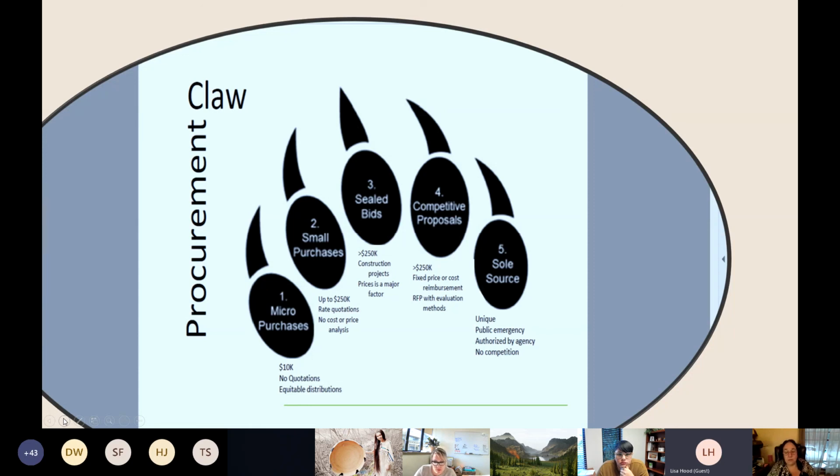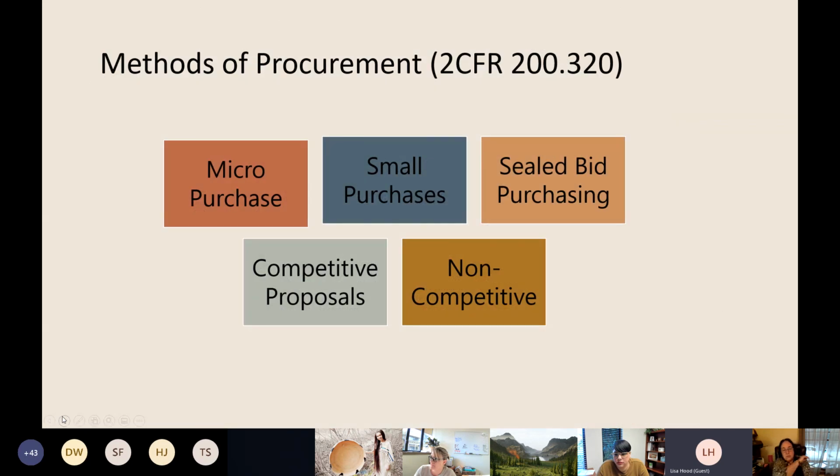Competitive proposals, fixed price or cost reimbursement. You're going to do a request for proposal with evaluation methods. And sole sourcing, unique. It's got to be a public emergency if you're going to sole source something, pretty much authorized by HUD, and there's no competition available. Not just no competition. So your methods of procurement: micro purchasing, small purchasing, sealed bid purchasing, competitive proposals, and non-competitive.